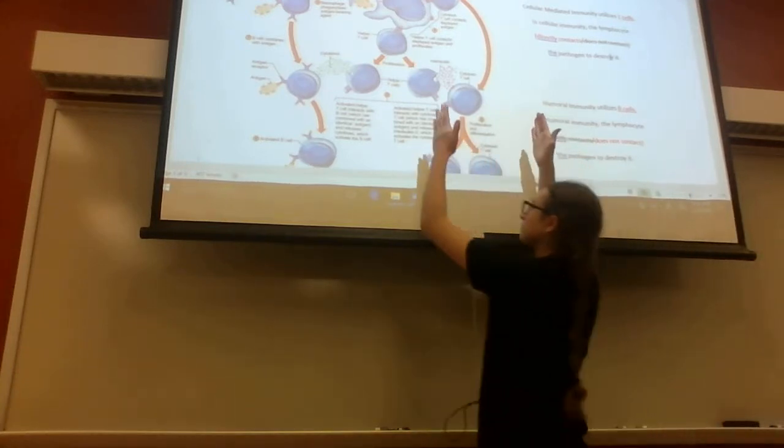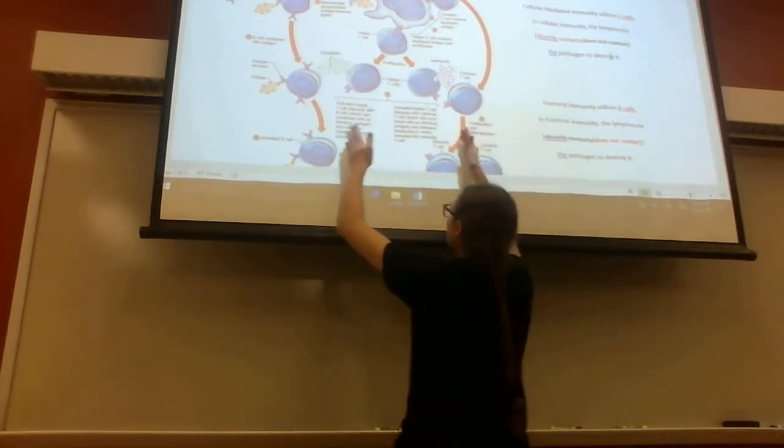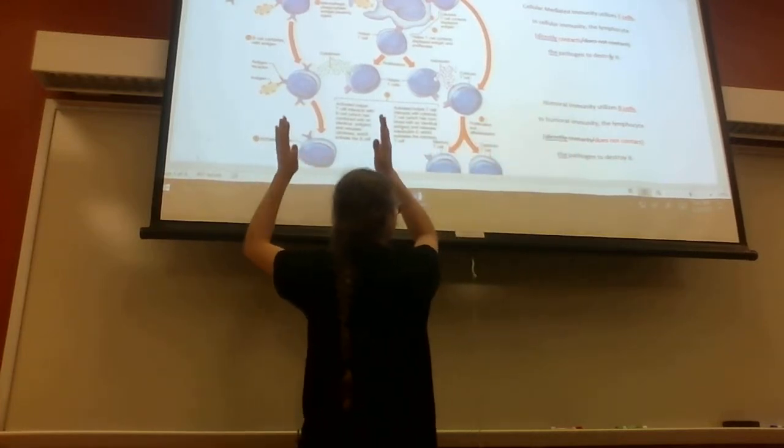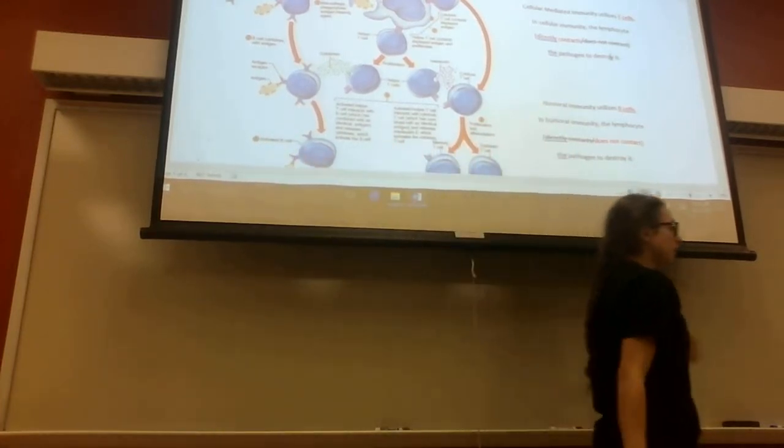What T cell directly attacks? Cytotoxic. Yeah, cytotoxic T cells. So your humoral immunity is on this side; the T cell portion is on the other. On this side is your B cell. So humoral immunity utilizes B cells. In humoral immunity, the lymphocyte, also known as the B cell, does not contact the pathogen to destroy it.